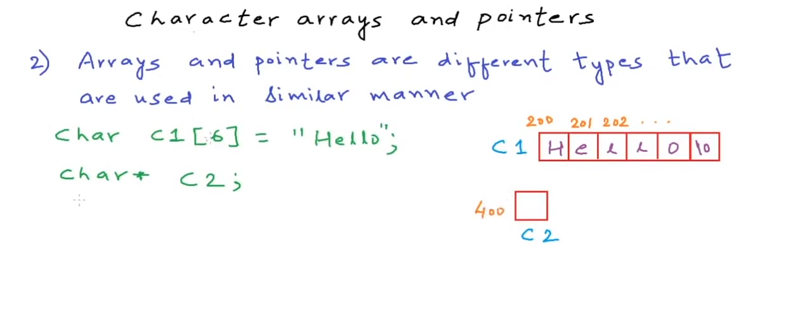Now what we can do is we can write a statement like this: C2 is equal to C1. Now even though C1 is a variable name for a character array, and C2 is a variable which is a pointer to character, this particular expression is valid. Just using the name of the array actually returns the address of the first element in the array. So what this statement will do is it will fill in the address 200 in C2. So C2 now points to the first element in the array.